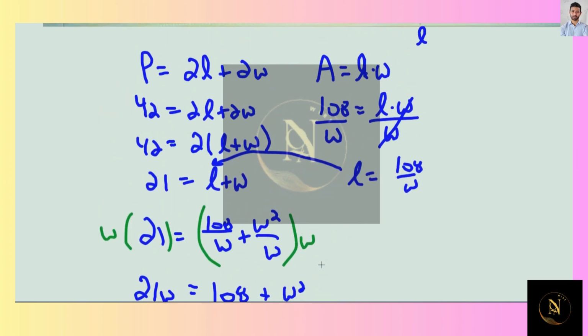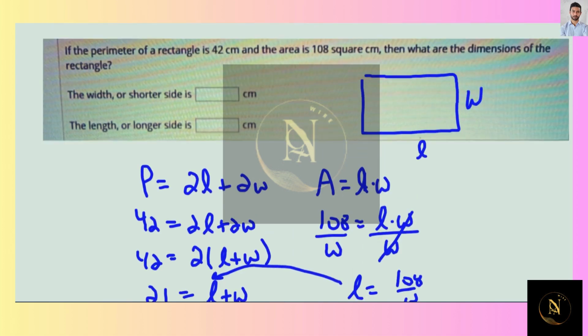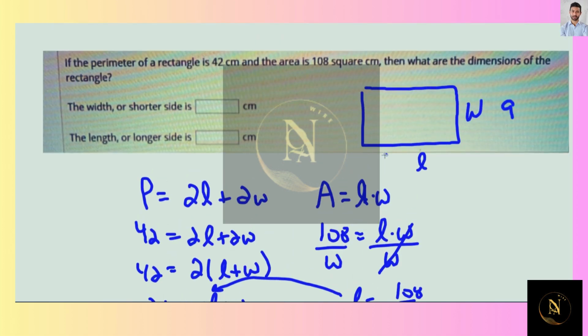If the width is 9, then the length is 12. We'd get 9 plus 12, which is 21, plus 21 is 42, and 9 times 12 is 108. So the width must be 9, the length must be 12.